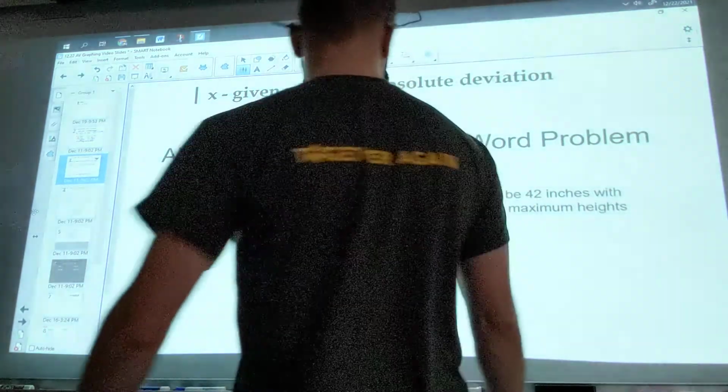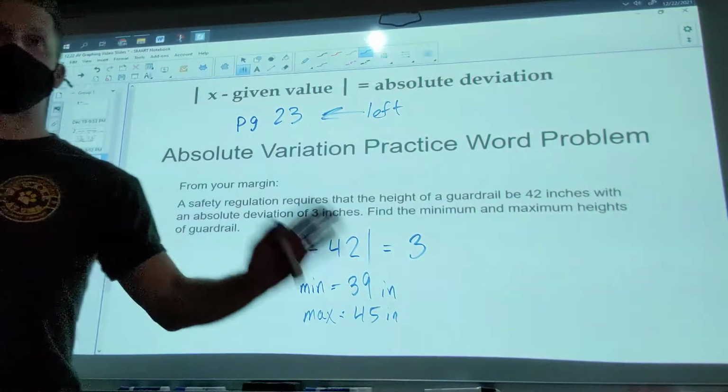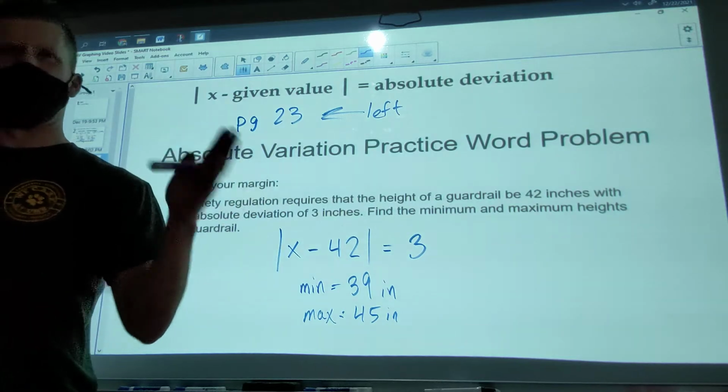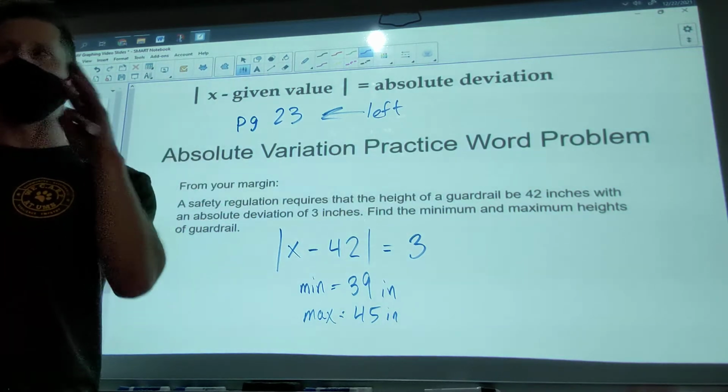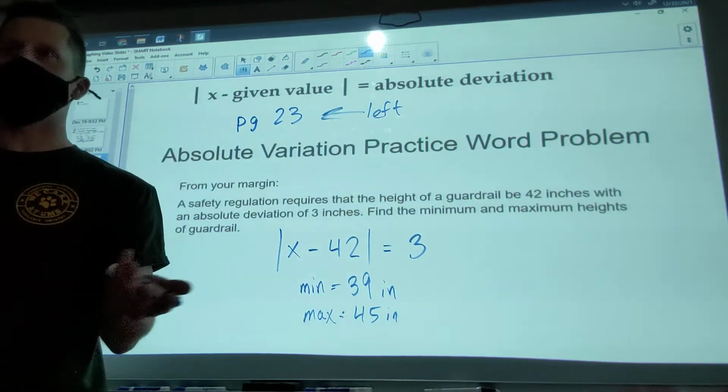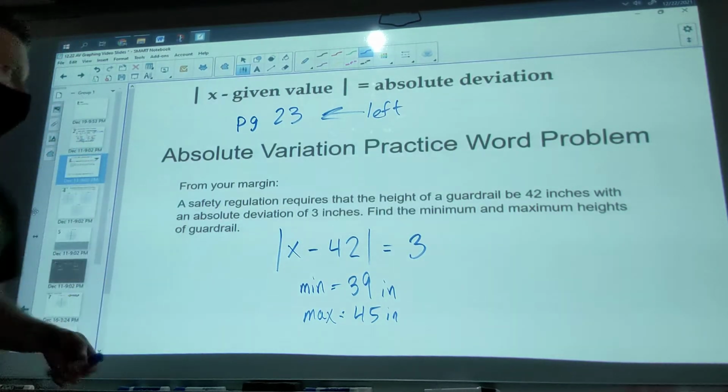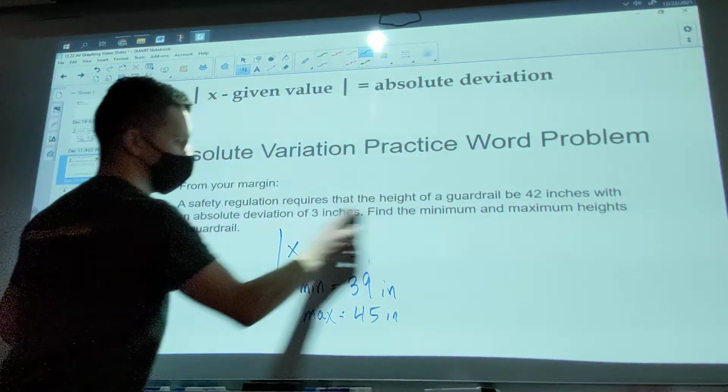Interesting. Anyway, that's it. That is absolute deviation word problems. We feel kind of okay. Even if you don't fully grasp it yet, go study it once and we should be okay. But feel free to let me know if you need more help with that one.